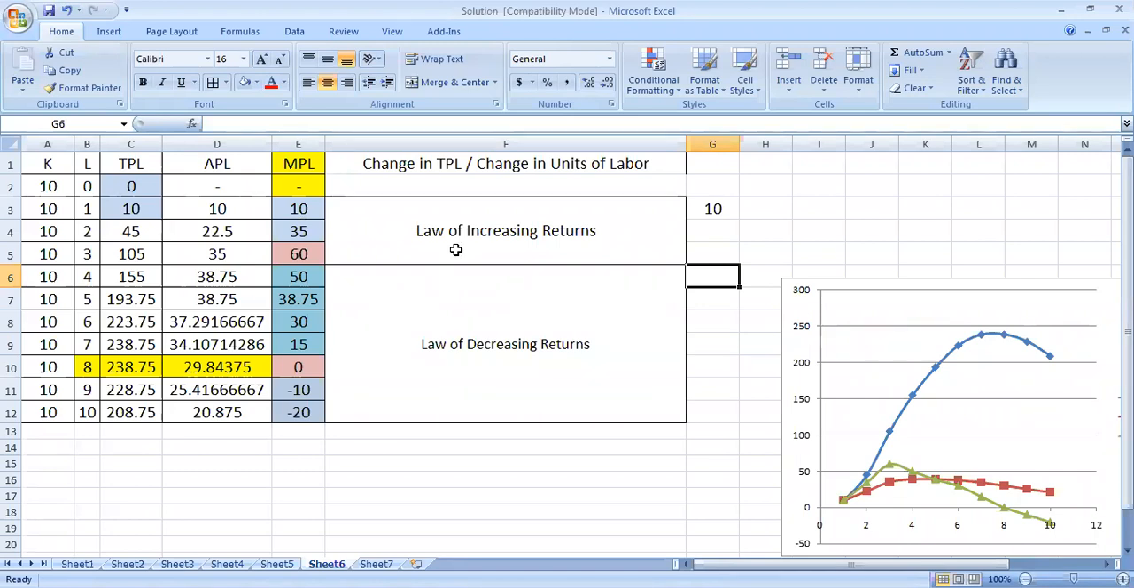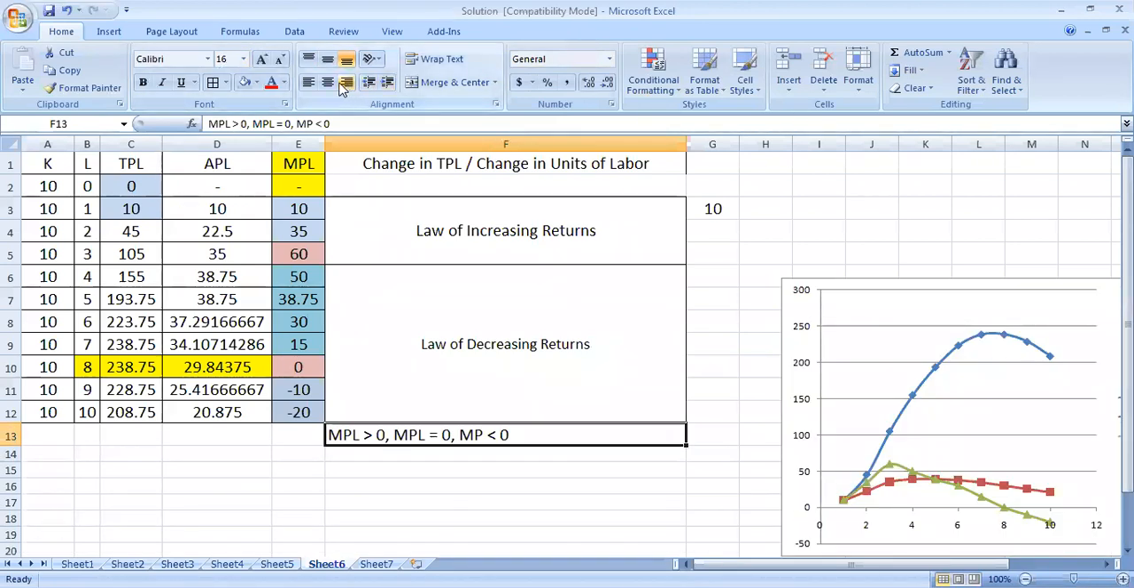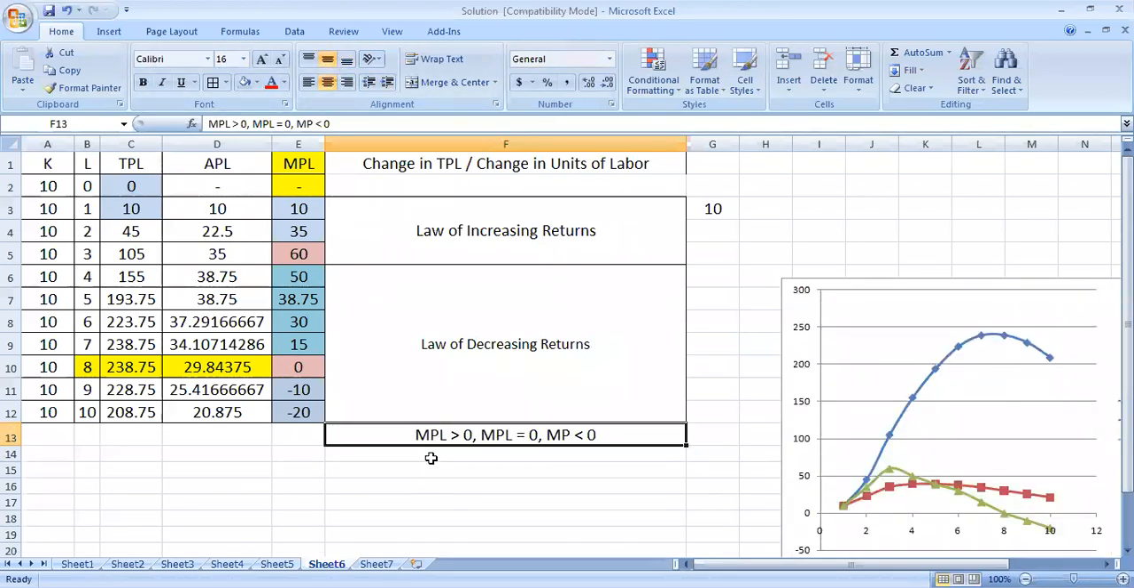Law of increasing returns is applying. From 50 onward, minus 20, law of diminishing returns is applied, right? And within law of decreasing returns, what is happening here, MPL is greater than 0, right? Then MPL is 0, and then MPL is less than 0. We can experience three particular phases of MPL, right?